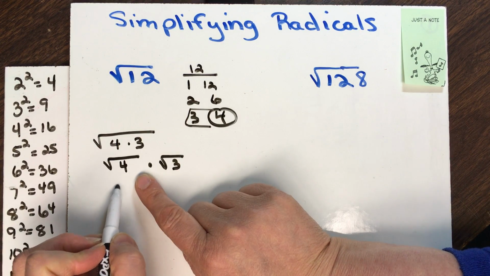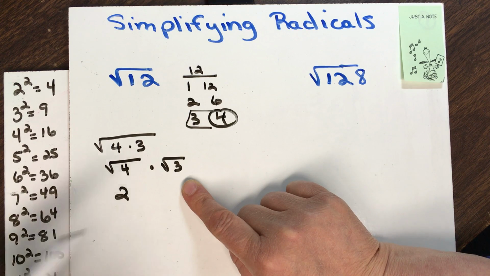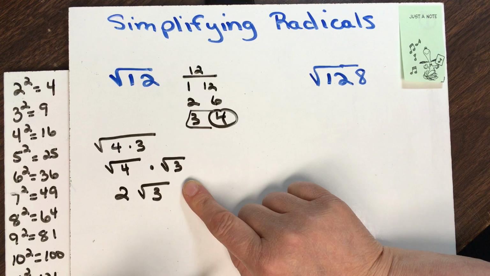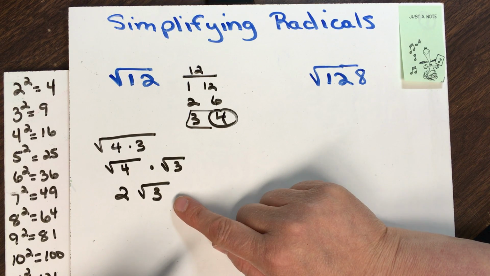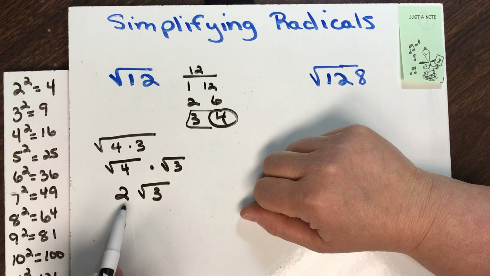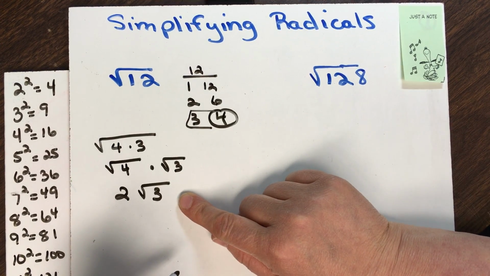So the square root of 4 is 2. The square root of 3, it's not a perfect square, so it's going to stay like that. We don't want a decimal in this case. We want our answer to look simplified like this. Again, perfect square, so that's how I got 2. No perfect square, that's why I left it as a 3.